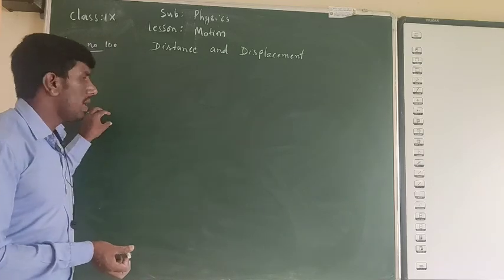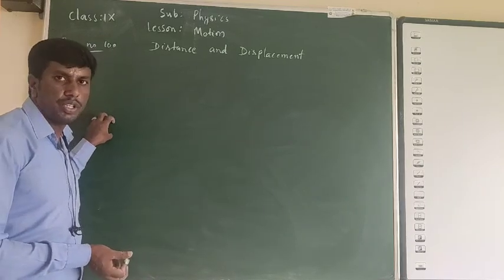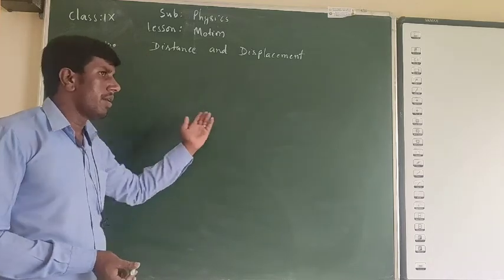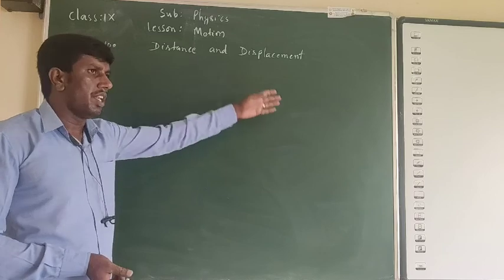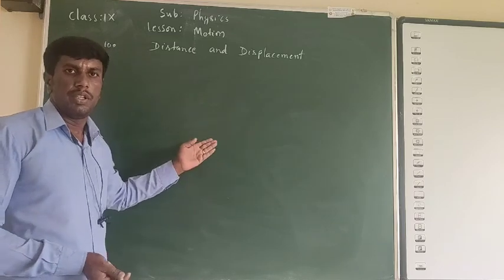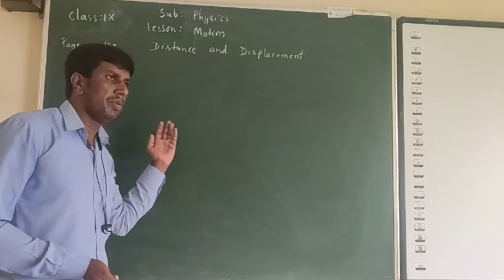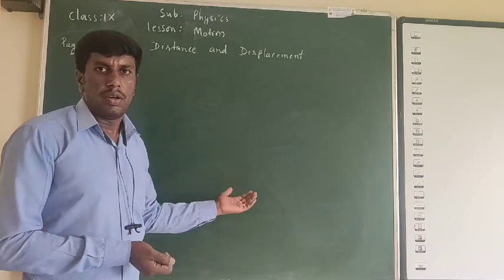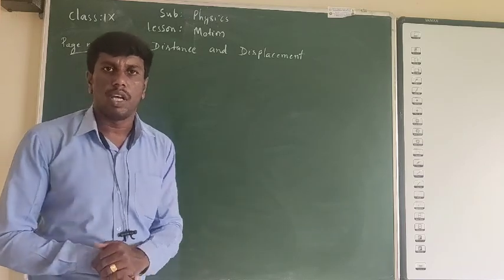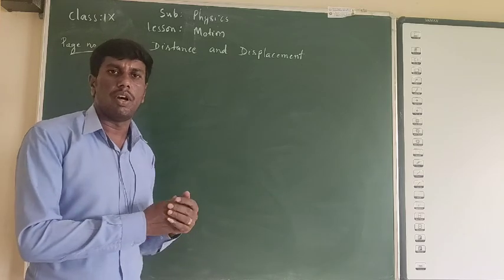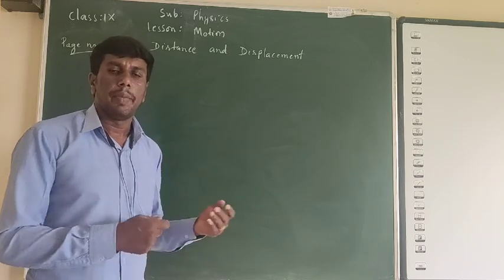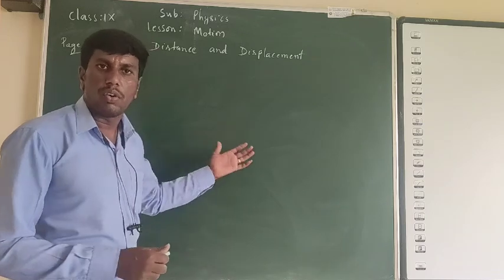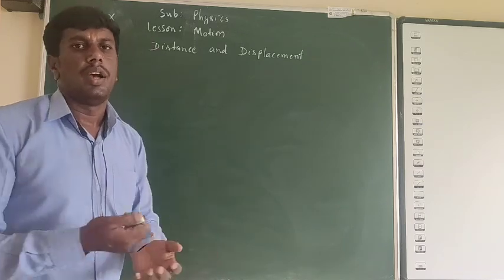The object will be moving from the origin point A to C, crossing B, and then again it will come back to B. So what is the distance traveled and what will be the displacement of that particular movement? We have learned the difference, and then we learned the magnitude. What do you mean by magnitude? The numerical value of that particular quantity is nothing but a magnitude.